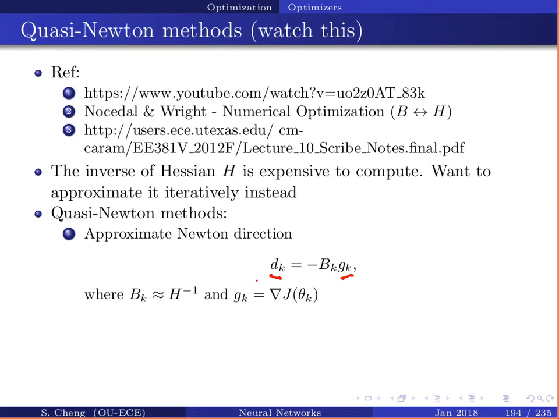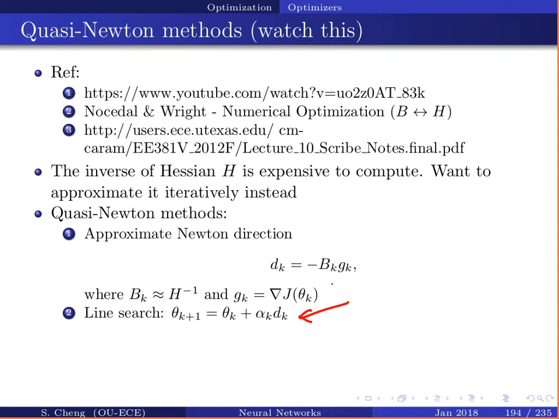So this dk would be the current approximation of the inverse Hessian times the gradient, and what we are going to do is keep updating this Bk. When we know the direction, we will do a line search, so we know where to go and then try to find the minimum somewhere there. There's some algorithm for that, but I won't talk about line search today.